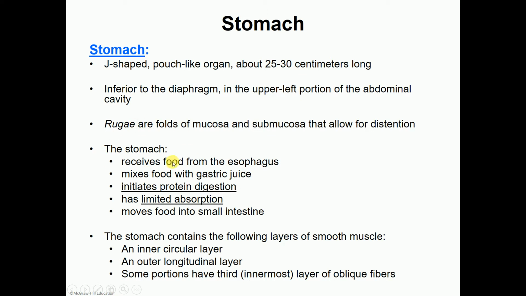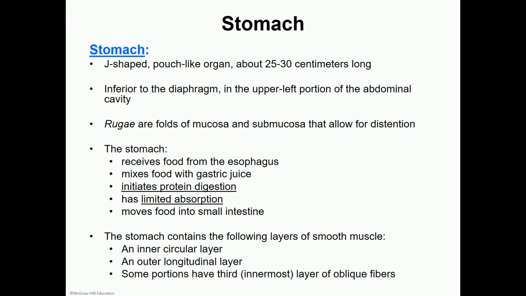The stomach receives all of the food that comes from the esophagus. It mixes it up with the gastric juice, and this is where the digestion of protein starts. The stomach has very limited absorption, and we will see what it can absorb. Then the chyme will move on from the stomach into the duodenum, which is the first part of the small intestine.